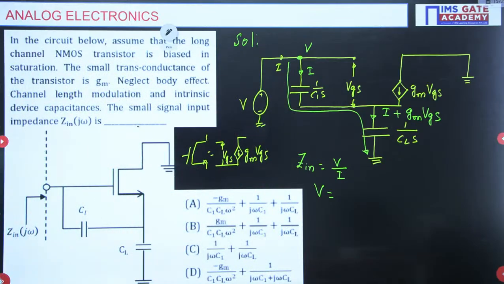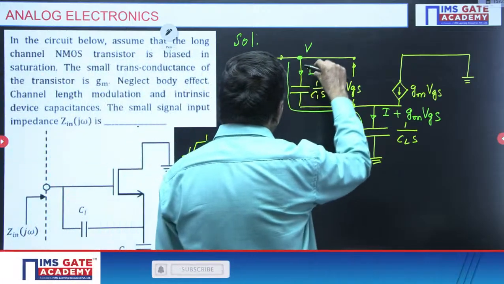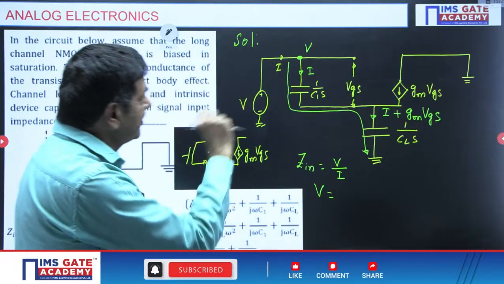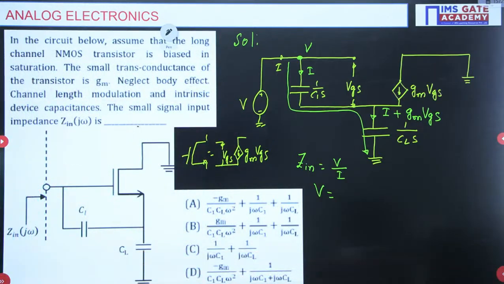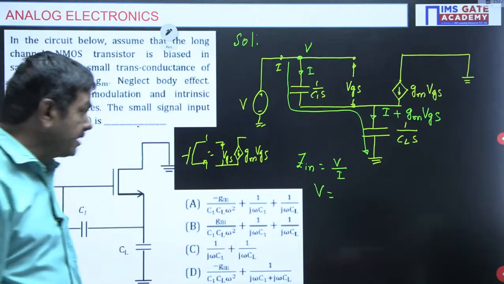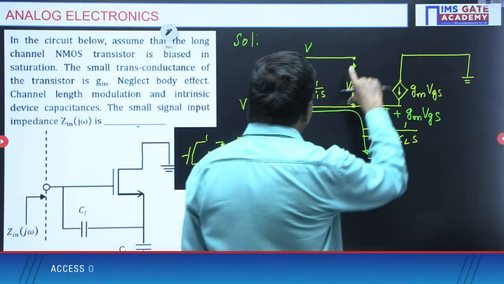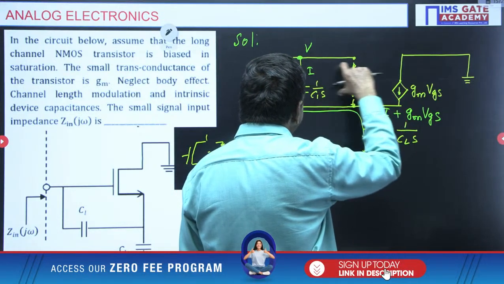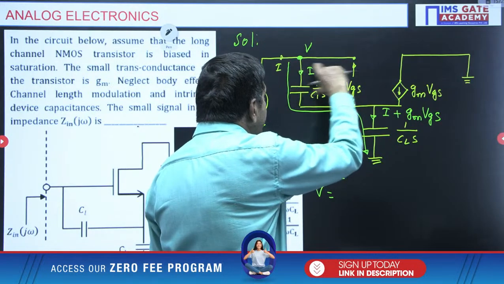1 by C1S. You please note this. What is the voltage drop across the capacitor? Voltage across the capacitor means I by C1S. Here one more point you have to understand: VGS is nothing but the voltage across this only. VGS is the same voltage drop.